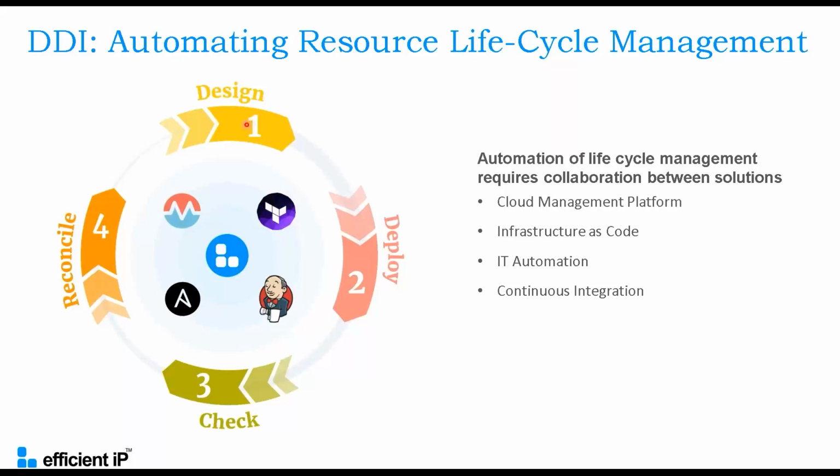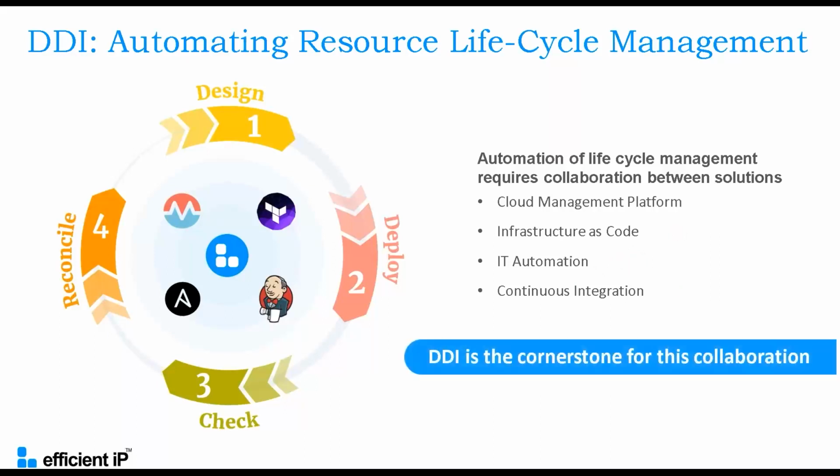You fall into a 4-step delivery process. You can design what you're trying to do, you can deploy what you're trying to do, we check it, and then we reconcile it, and then we carry on going. It's fully circular. But to do that, it means you need a cloud management platform. You need to have some sort of idea that the infrastructure exists as code, some sort of software definition. If we can see that, automation becomes possible. And then continuous integration of new things becomes just a hair's width away, realistically, because DDI is literally the cornerstone, not just for this collaboration, but for all collaborations.